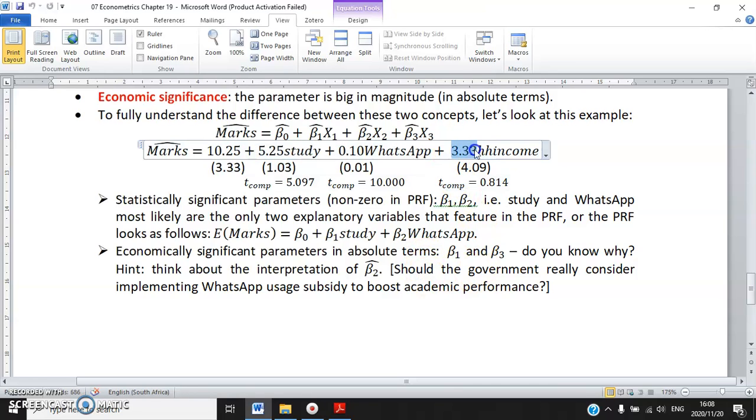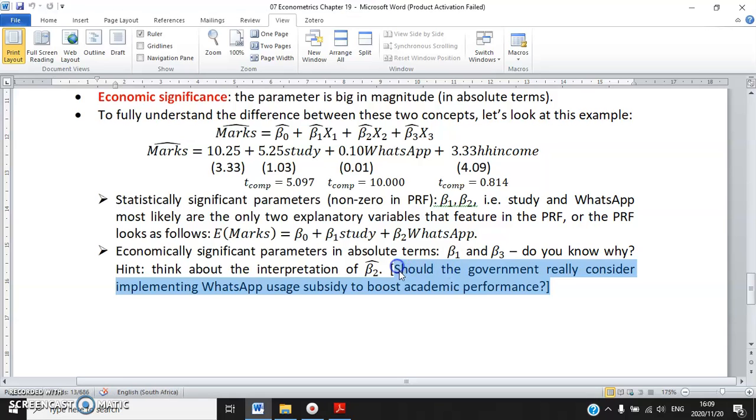Similarly, I would argue in terms of economic significance, the magnitude, this B3 would also come through because if household income increases by 1 rand, then marks would increase by more than 3 marks, which is quite a huge economic magnitude, although we know that it wouldn't come through in terms of statistical significance. But then finally, for the WhatsApp one, although it is statistically significant, in terms of magnitude, it is too small, so it is insignificant in terms of economic significance. Meaning, if I have a WhatsApp study group, my marks would only increase by 0.1. Isn't it too small in terms of economic magnitude or absolute terms?